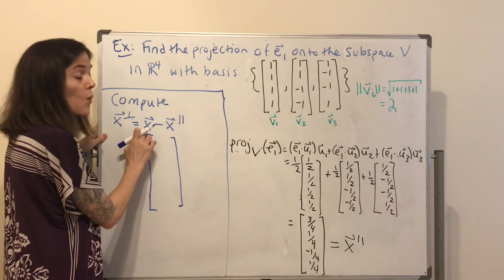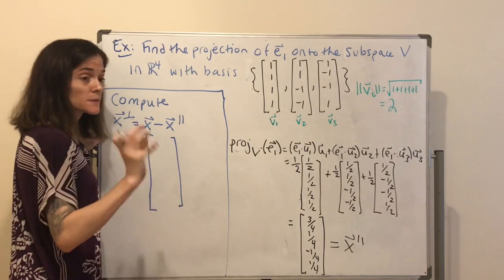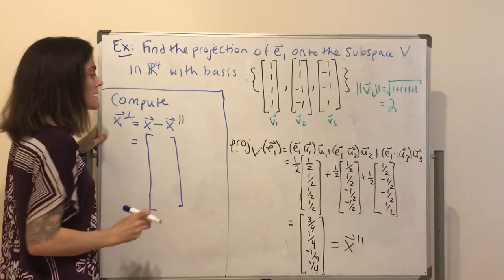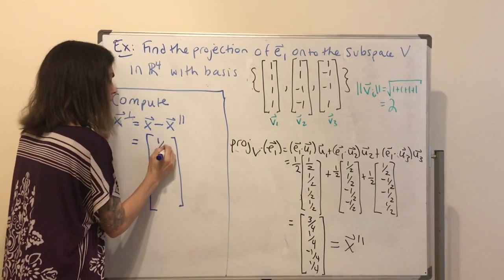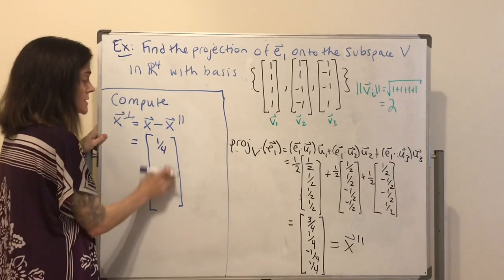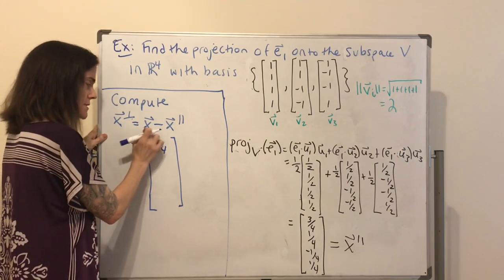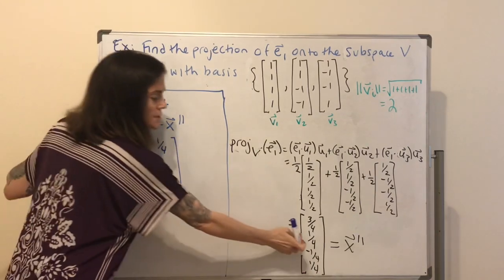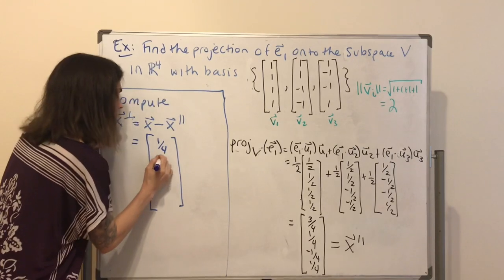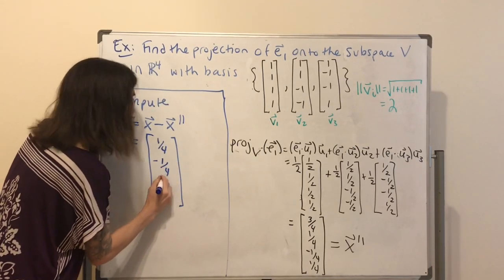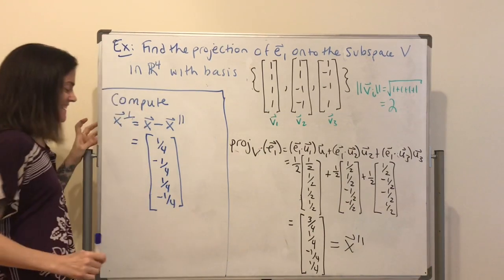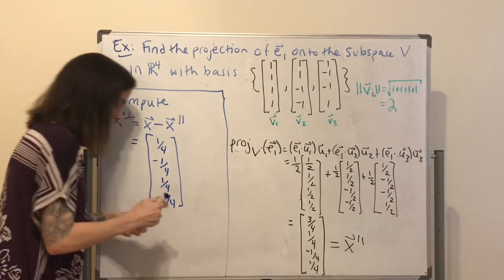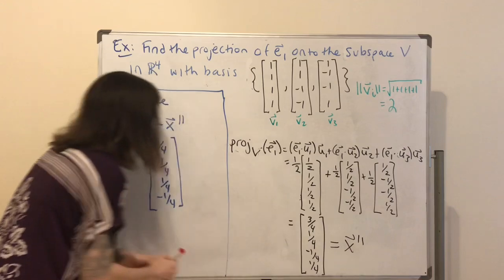This is a 1 in the first location, zeros everywhere else. So I take 1 minus 3/4, I have 1/4. But then there's zeros everywhere else, so the other entries of this difference are just negative what we see here: negative a fourth, positive a fourth, and negative a fourth.